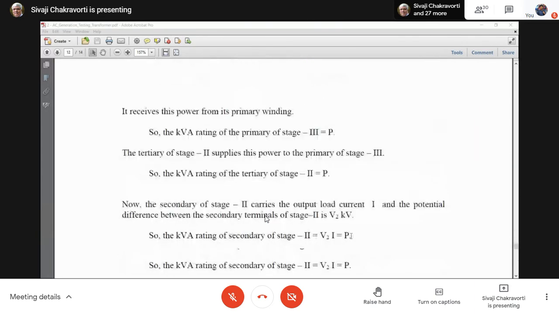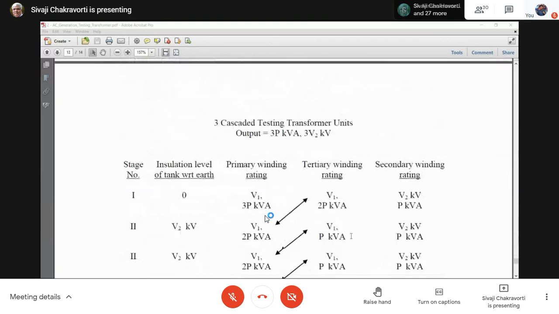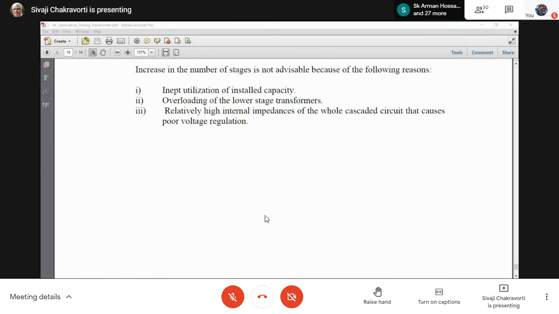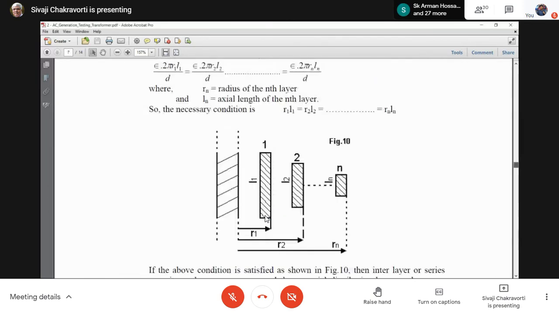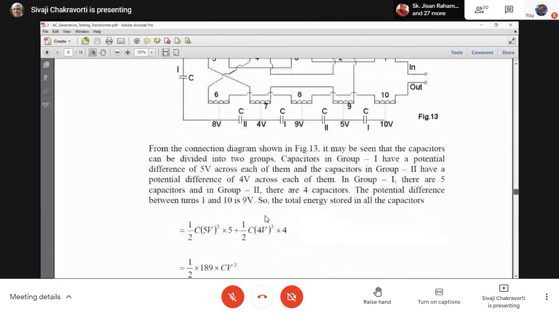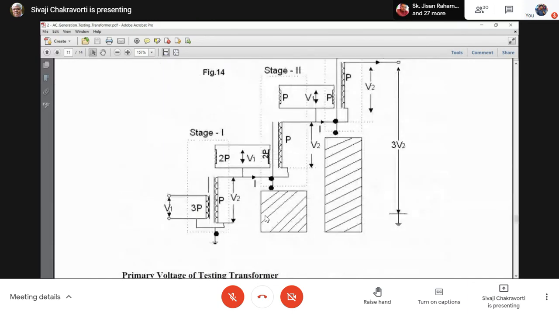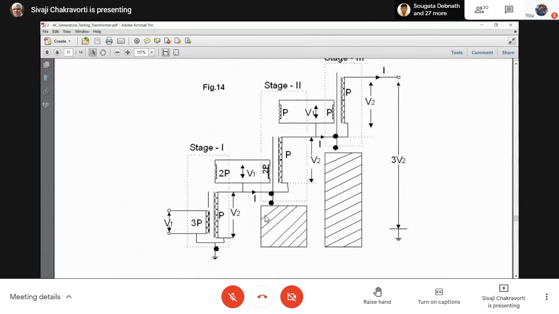Now coming to, I go to that earlier diagram to explain this point. Here. If somebody asks, I said that all the transformers are identical. Honestly speaking, they are not really identical. Their voltage ratios are identical. What about the KVA rating?